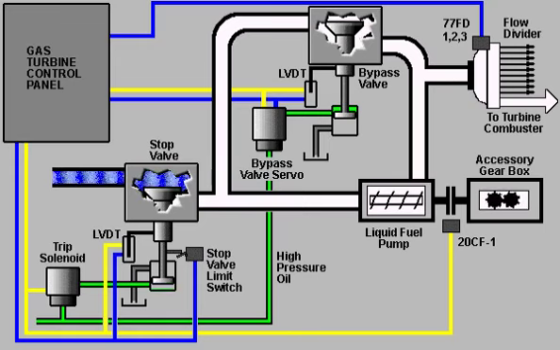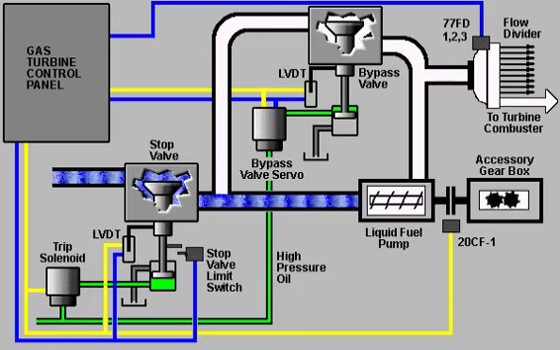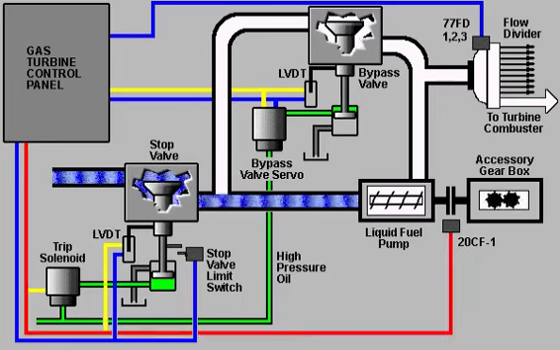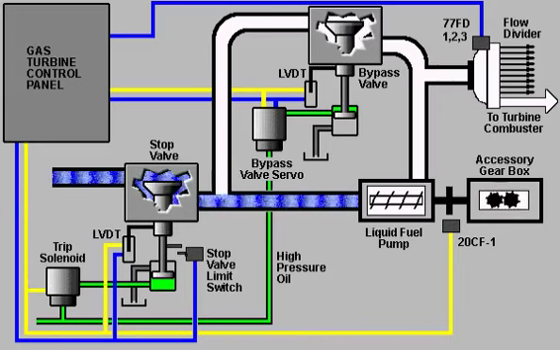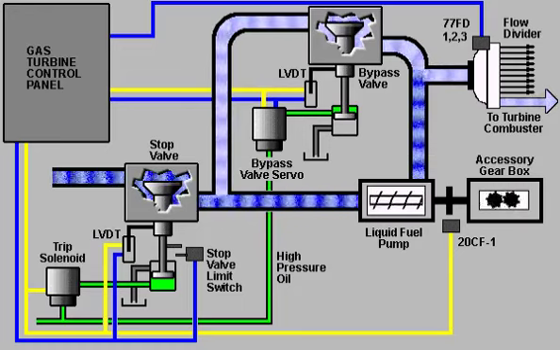The hydraulic oil pressure opens the stop valve. This moves the arm of the limit switch, sending a signal to the control system that the valve is open. In turn, a signal is then sent to engage the liquid fuel pump clutch. An LVDT is used to tell the control system the position of the liquid fuel bypass valve.